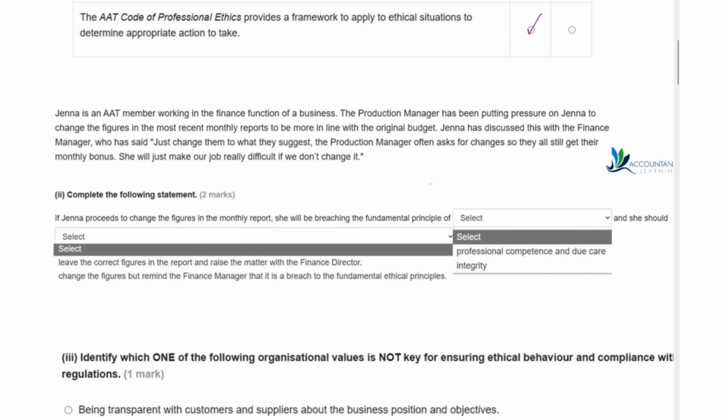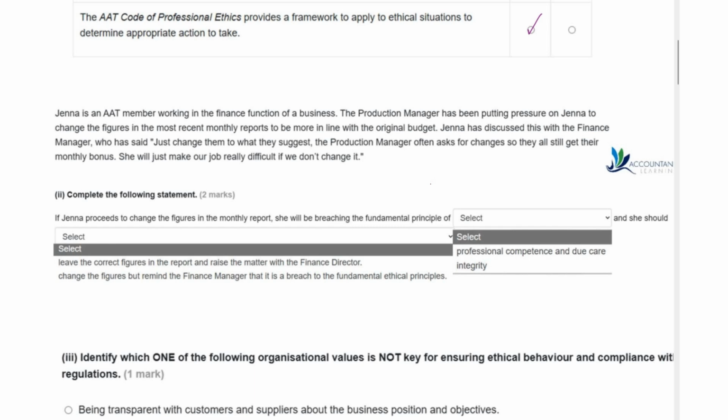Jenna is an AAT member working in the finance function of a business. The production manager has been putting pressure on Jenna to change the figures in the most recent monthly reports to be more in line with the original budget. Jenna has discussed this with the finance manager, who has said, just change them to what they suggest. The production manager often asks for changes so they all still get their monthly bonus. She will just make our job really difficult if we don't change it. Now we're asked to complete the following statement.